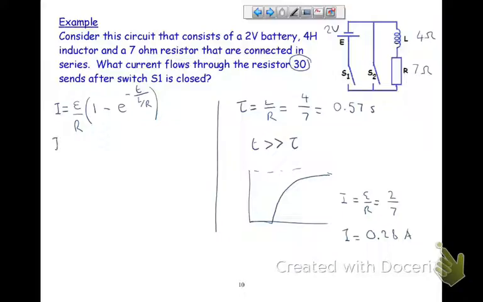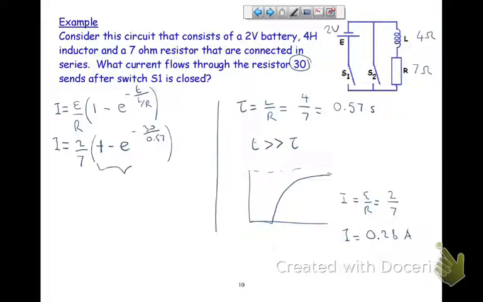The other way is you turn around and say, oh, well, it's going to work. So that's 2 over 7, just like I had over here, times 1 minus e to the minus 30 over 0.57. And you can work that out.